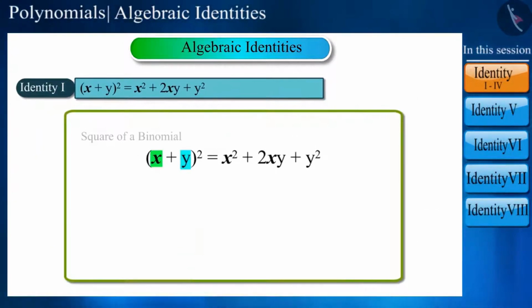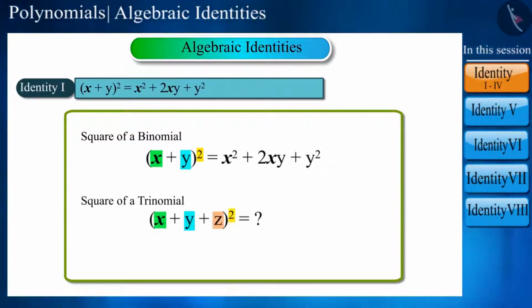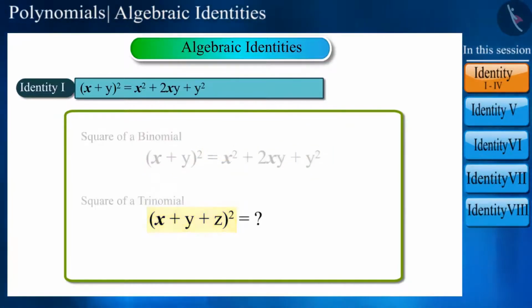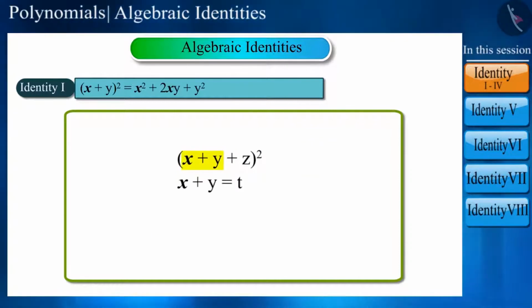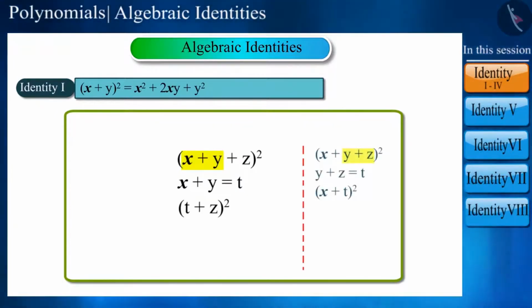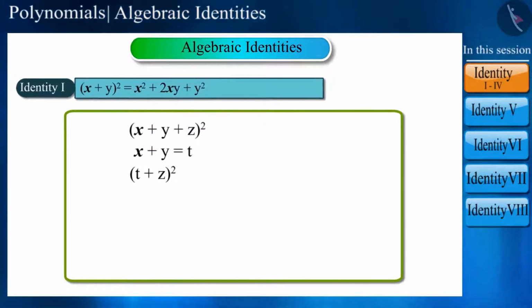Identity 1. Using the identity for the square of a binomial, we will derive the identity for the square of a trinomial. So, let's apply identity 1, (x + y)² = x² + 2xy + y², to a trinomial (x + y + z)². Here, if we assume x + y as t, then this trinomial identity can once again be seen as a binomial identity. You can also assume y + z or x + z as t. Our goal is to convert it from a trinomial to a binomial. Now, we can use identity 1.